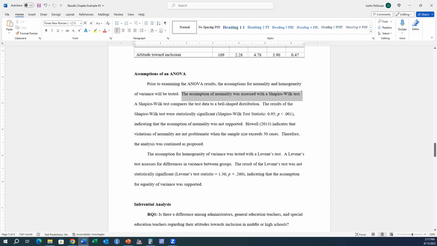In this case, it's a Shapiro-Wilk test. We give a brief definition of what a Shapiro-Wilk test is, and then we present the results. So in this case, we had a significant result on the Shapiro-Wilk test, which is actually not ideal. We discussed this last week. If you joined for the correlation webinar, we talked about Shapiro-Wilk a little bit more.